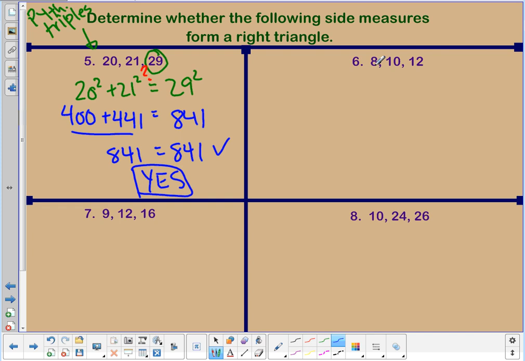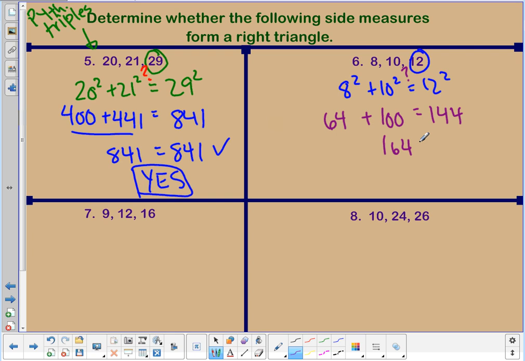In number 6, we have 8, 10, and 12. 12 is my c value, so I have 8 squared plus 10 squared equals 12 squared. And again, I want to ask myself, is this true? So 8 squared is 64, 10 squared is 100, 12 squared is 144. That's 164 equals 144. That is not true. Big mark through that, making it a not equal to sign. So your answer here is no. They are not a Pythagorean triple. Let's try the next one.